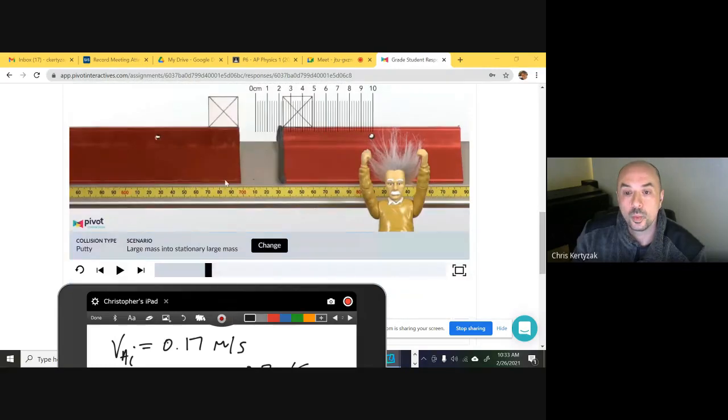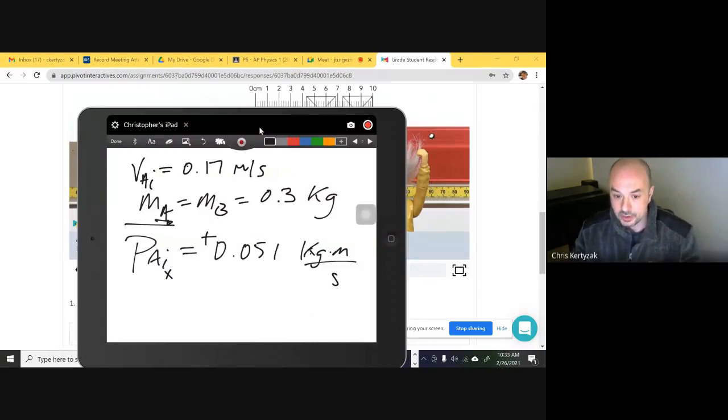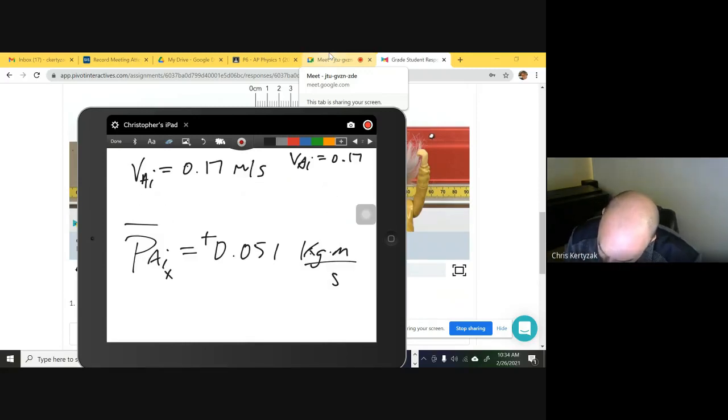So now the question is, I obviously could measure their collective speed after the collision, but that's not the point. The point was I wanted to show again how you would use the algebraic steps to model this and solve it. Let me write this up on the top, a little smaller. VA initial is 0.17. Their masses are both 0.3. And the momentum is 0.051.